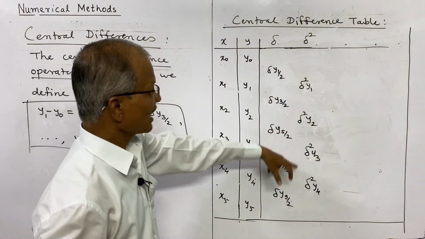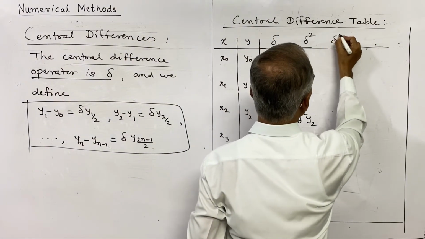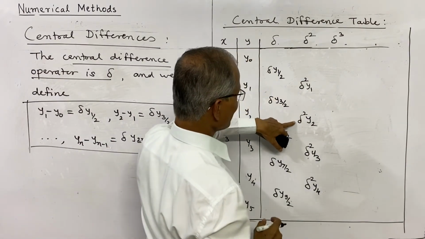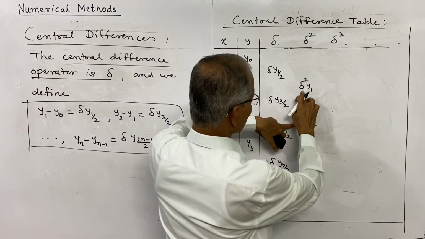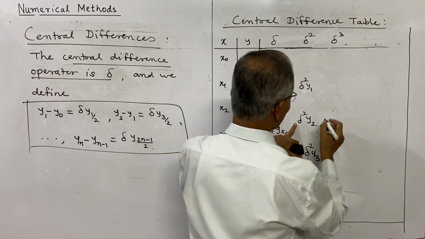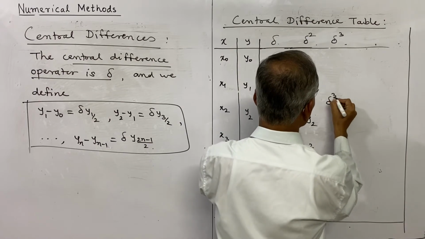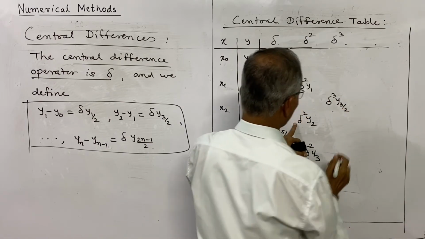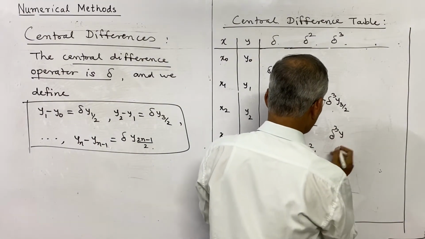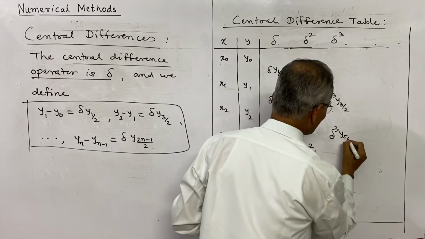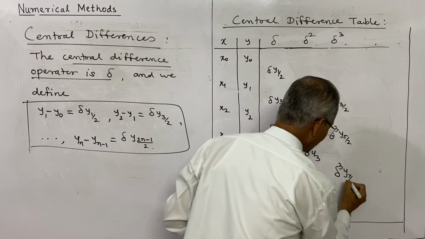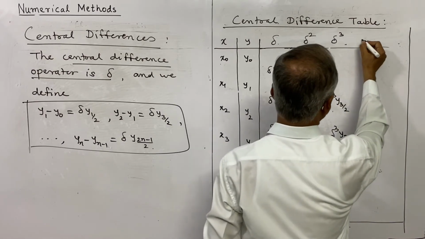Thus, these are the second order differences. Now, what about third order differences? Delta cube will be delta square y1 minus delta square y2 minus delta square y1. So, sum of these two, 1 plus 2, that is 3 by 2. So, delta cube y 3 by 2, and this is delta cube y 5 by 2. Check it. And delta cube y, this is 7 by 2. These are the third order differences.